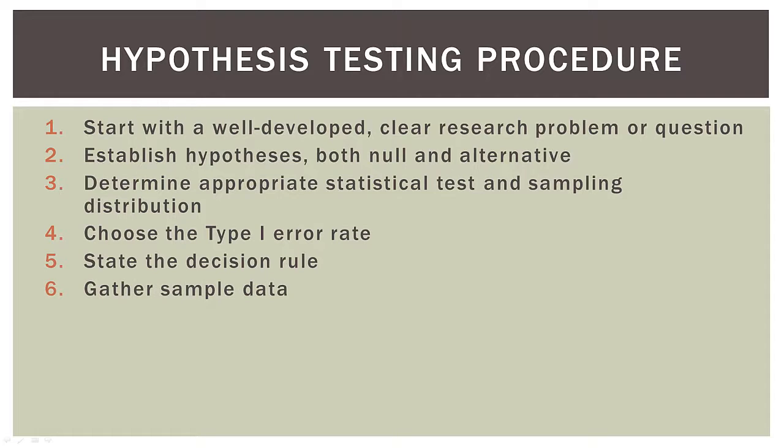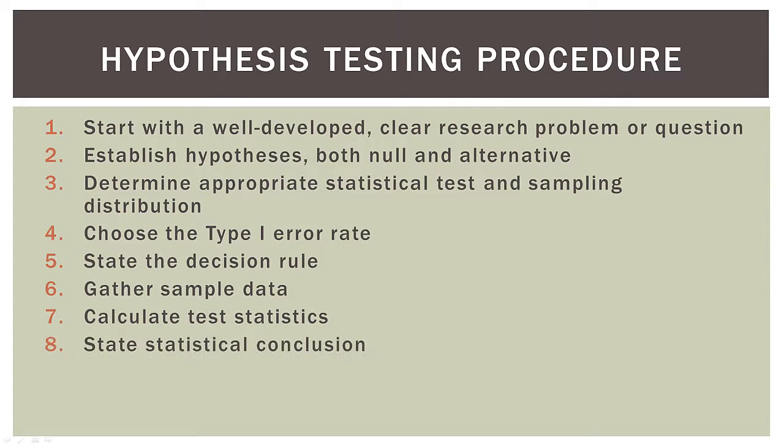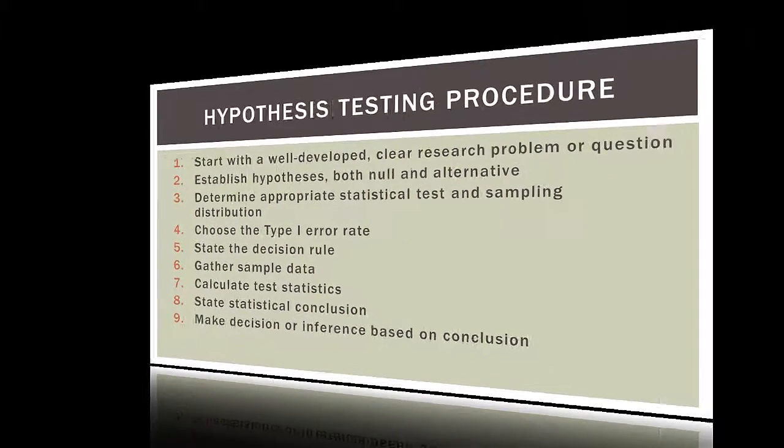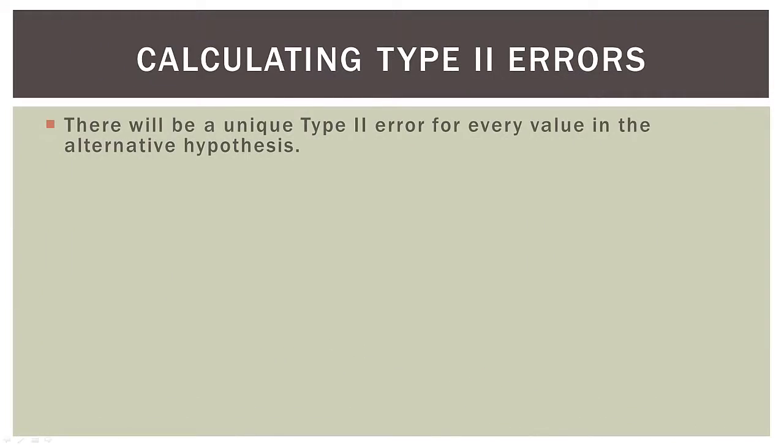Then we gather the sample data, not before then, only at that point. Calculate our test statistics, compare that test statistics with our decision rule, and then we'll come up with our conclusion, and then make our decisions or inference or policy decisions or research conclusions based on that statistical conclusion in step 8. So there's a few reminders.